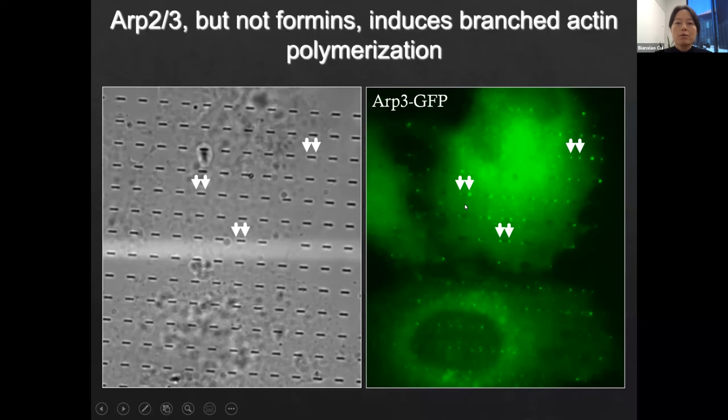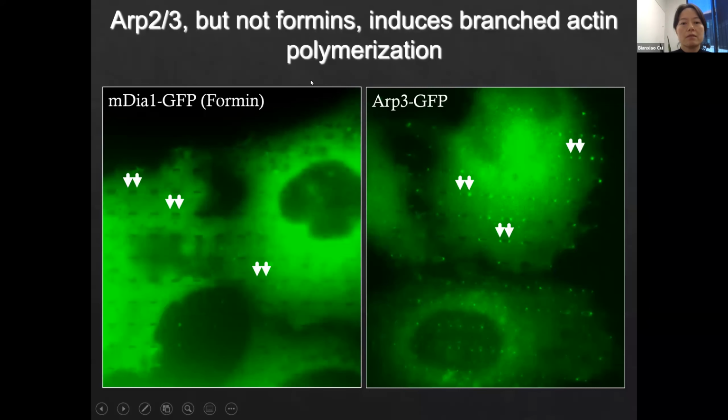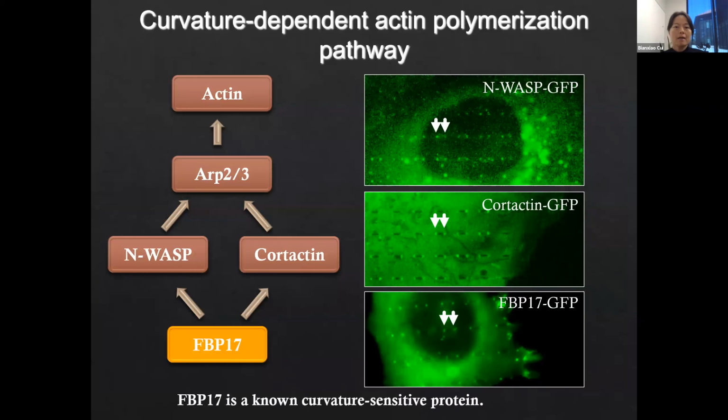And so when we look at the formin, formin again polymerizes linear actin. What you see there is almost no formin on the nanostructures, on the nanobars, either at the end or in the middle. So this really allowed us to realize that the actin on our nanopillars or at the end of nanobars is actually initiated or polymerized by Arp2/3, and therefore it is branched actin. So we started from actin, and we found out Arp2/3 is its initiator.